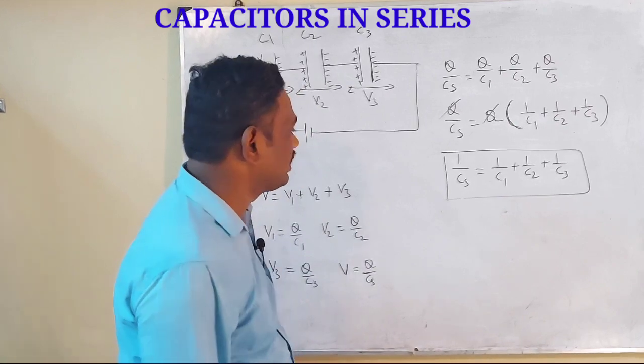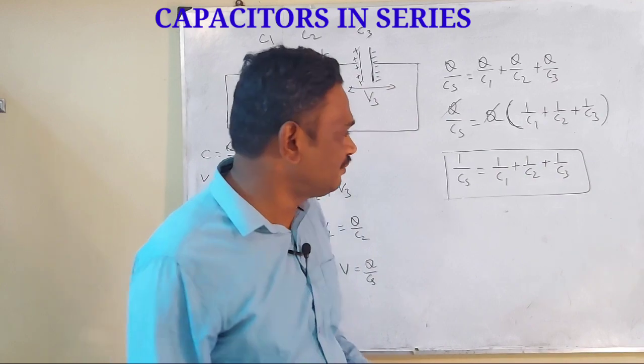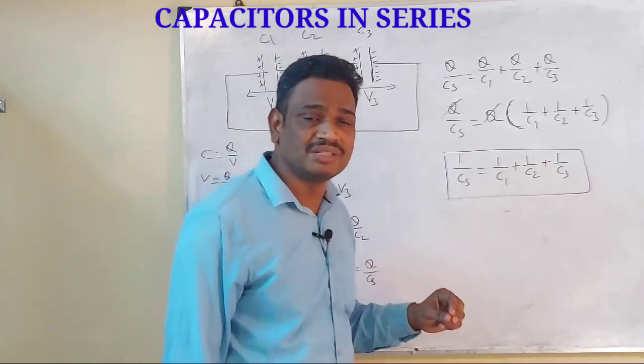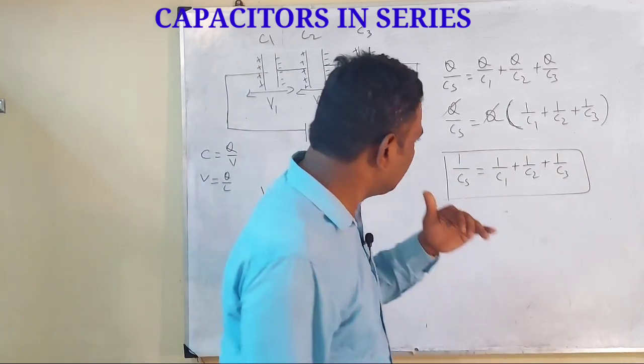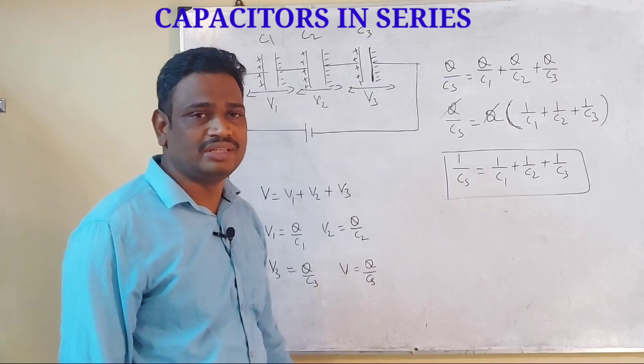When three capacitors are connected in series, this expression gives the effective capacitance of the three capacitors, and this effective capacitance is always less than the smallest value of capacitor connected in the series.